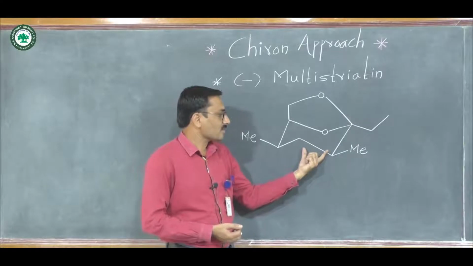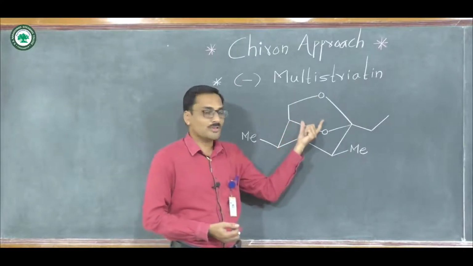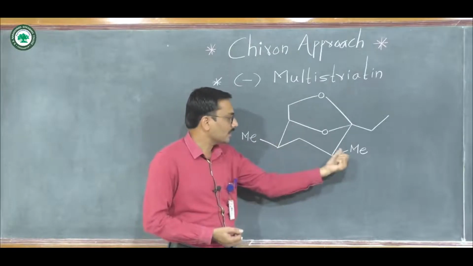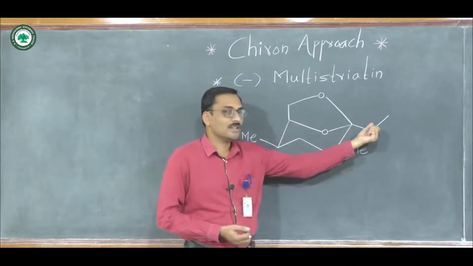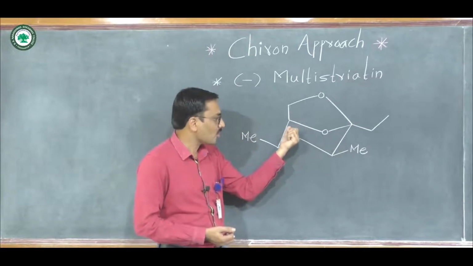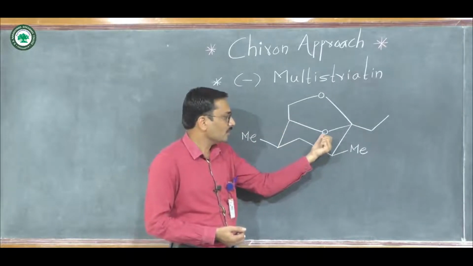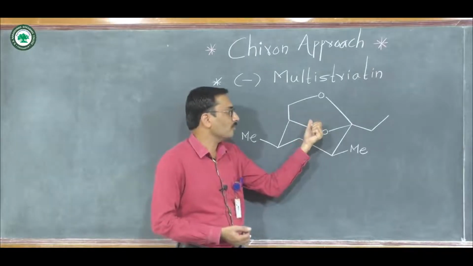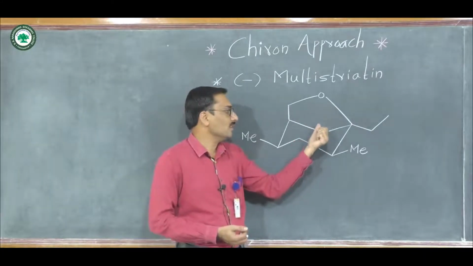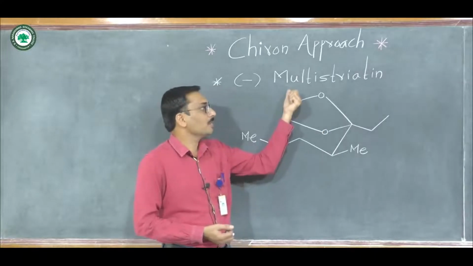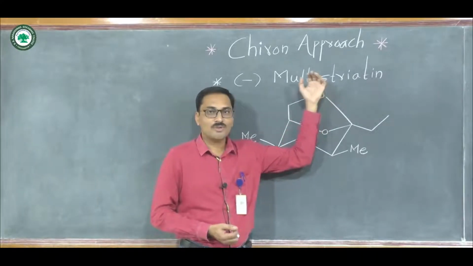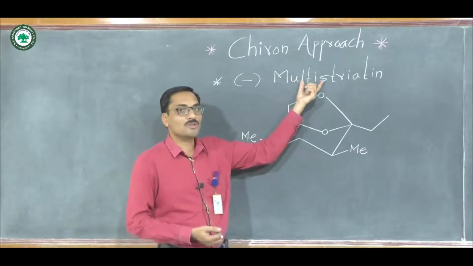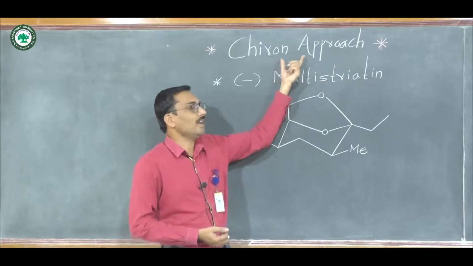So this is the structure of multistriatin molecule. This molecule consists of two methyl groups, one ethyl group. There is the presence of one 6-membered ring with an oxygen atom, and also the presence of one 5-membered ring with 2 oxygen atoms. So this is the structure of multistriatin molecule. So we will begin the synthesis of this multistriatin molecule using the concept of Chiron approach.